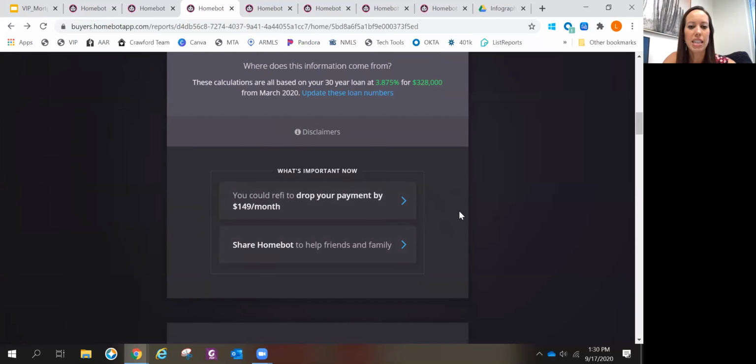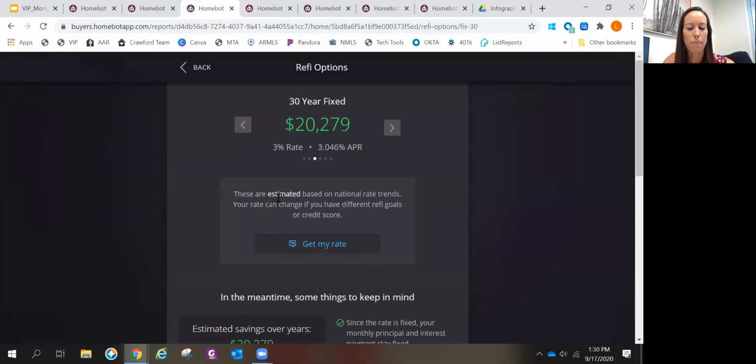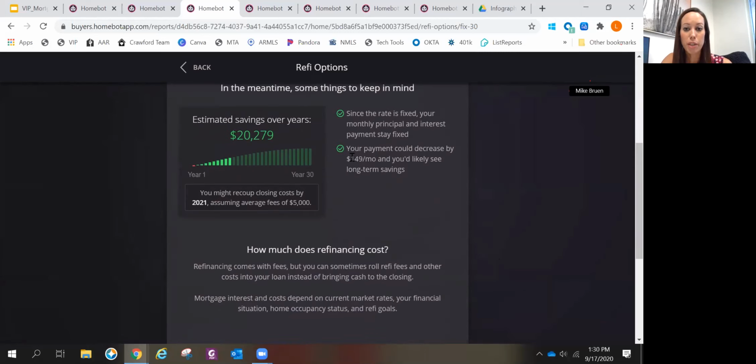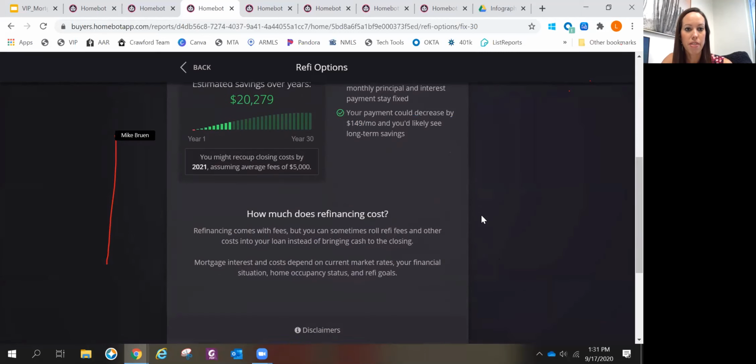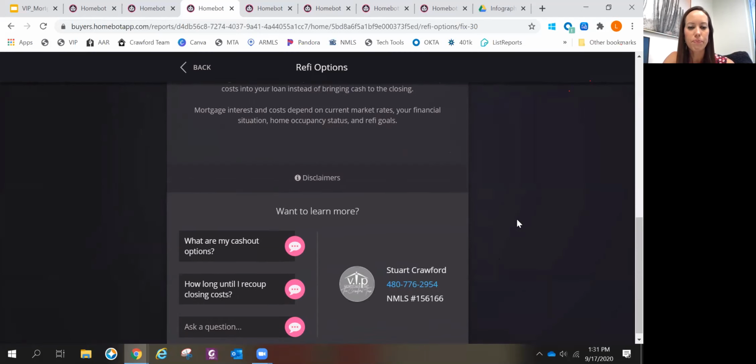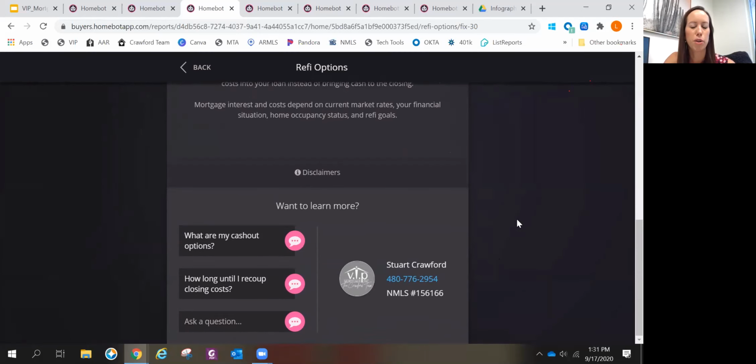So it's telling this client that they could refi to drop their payment by that much a month. So it shows them what their savings over the life of the loan would be, that their payment would go down by $150 a month. It talks about how much the refi costs, and usually all the costs are loaded into the new loan, so that there's nothing out of pocket for most clients to refi at this point.